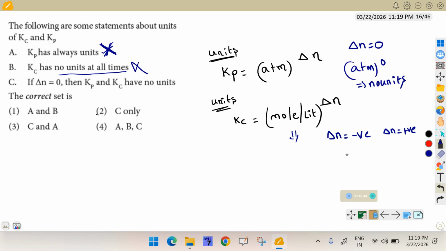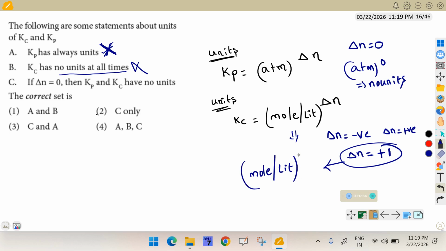Suppose, by assumption, I calculated delta N value as plus 1. If delta N value is plus 1, mole per liter whole power 1, so it has units, mole per liter. So that is also wrong. If delta N is equal to 0, Kp and Kc have no units. This is correct. Second option.